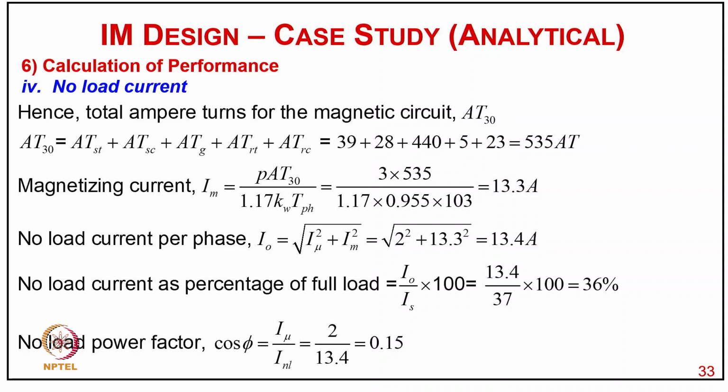Now magnetizing current IM equals P 8030 divided by 1.17 K omega into TPH. So putting the values, it comes to 13.3 ampere.